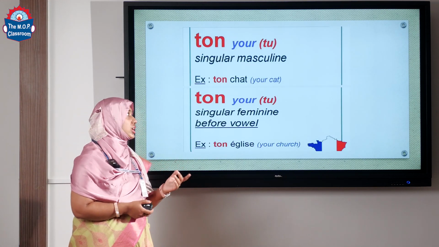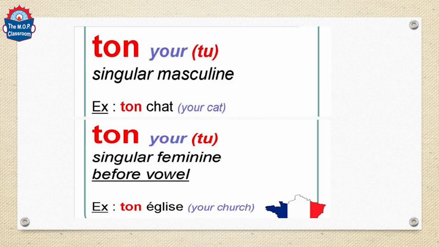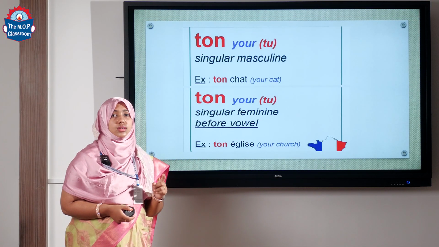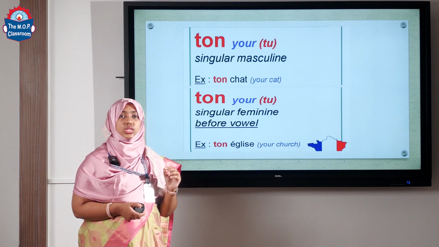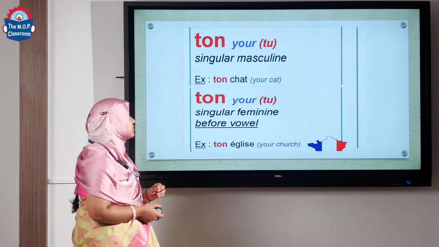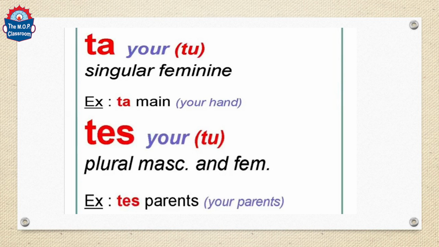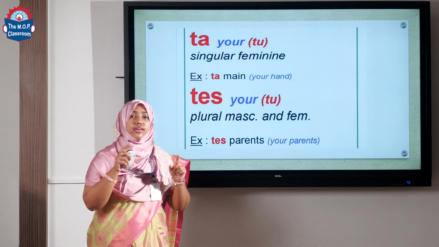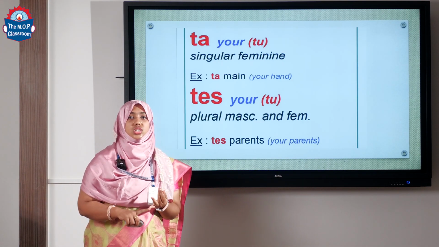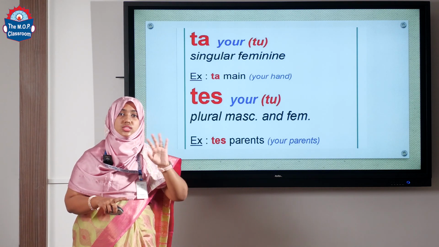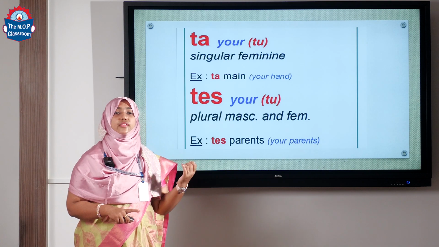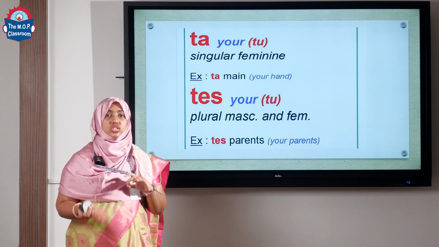Then for second person singular, we have ton chat, your cat. So cat, as we have discussed, is masculine singular, so ton. Ton église. So église is feminine singular starting with a vowel, so we are using ton. Ta main, which is your hand, and tes parents, your parents. As you observe, in English it is everything the same: your cat, your church, your hand, your parents. The your doesn't change, whereas in French we have ton, ta, tes according to the gender and number.